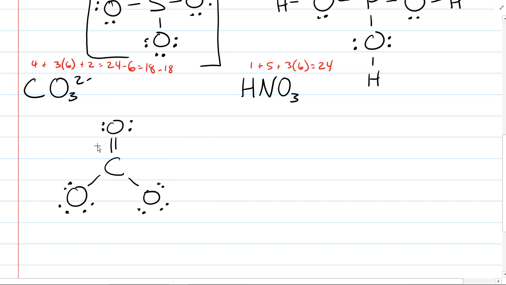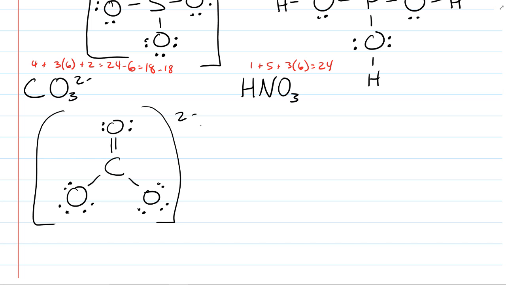So we're going to put square brackets around this one here, and outside of the square brackets we put 2 minus to show that there are 2 extra electrons in that structure. Mastering Chemistry, I think I mentioned this already, doesn't handle brackets. So if you put it in, you're just going to put that charge in there somewhere, but the brackets won't show up. Okay, any questions?